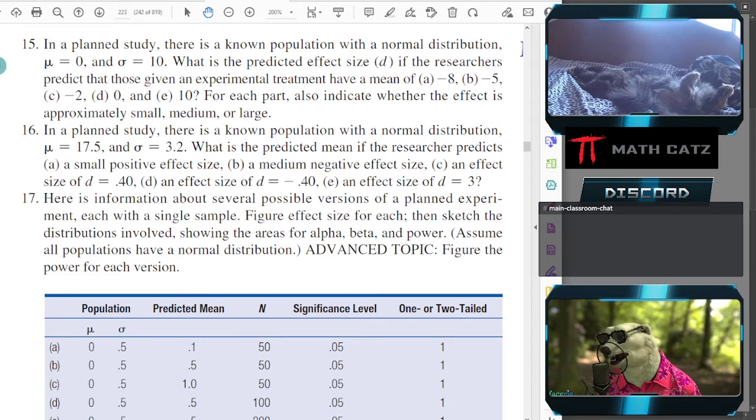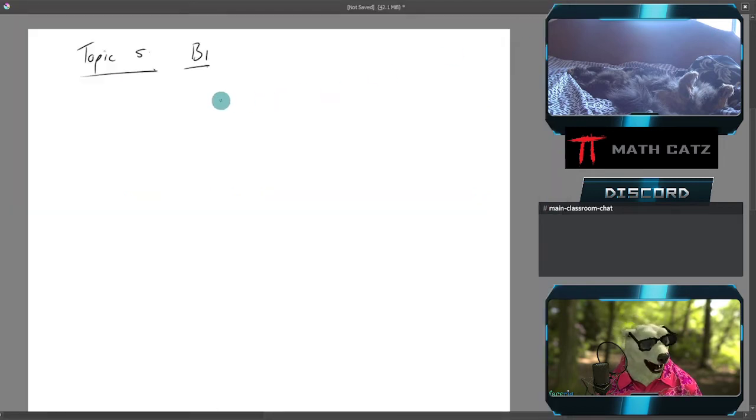Let's read number 15 together. In a planned study, there is a known population with a normal distribution. Mu is 0, sigma is 10. What is the predicted effect size D if the researchers predict that those given an experimental treatment have a mean of a variety of numbers, will do A and B? So we're doing 15A. Let's just write that down. Alrighty.